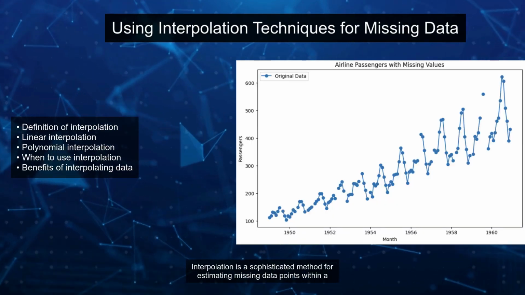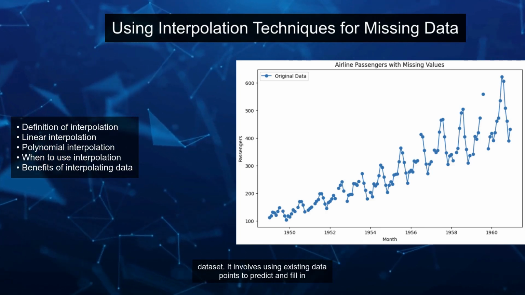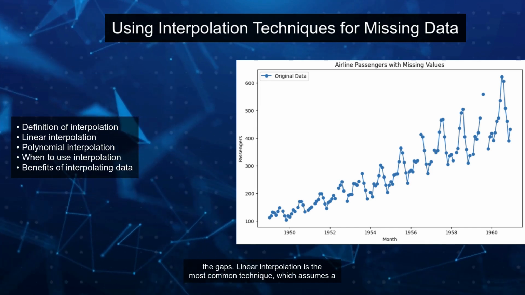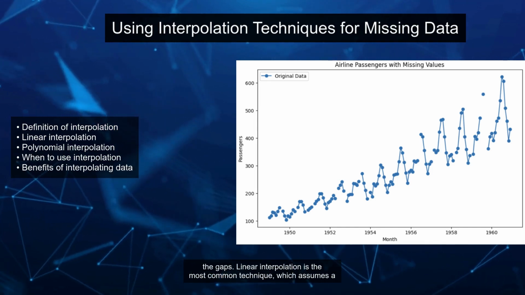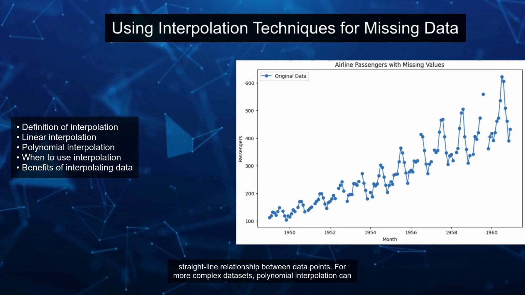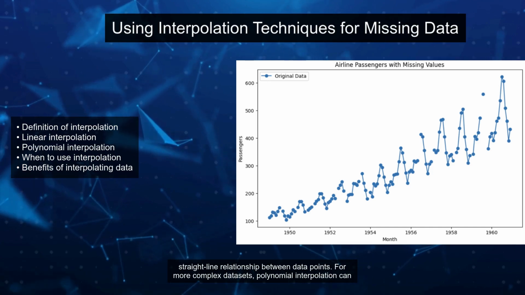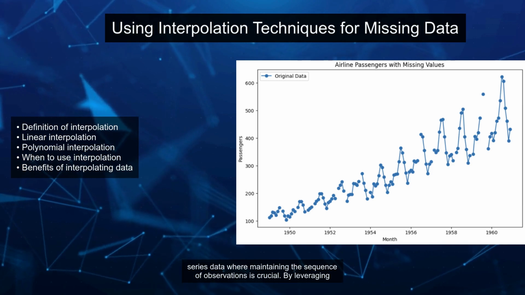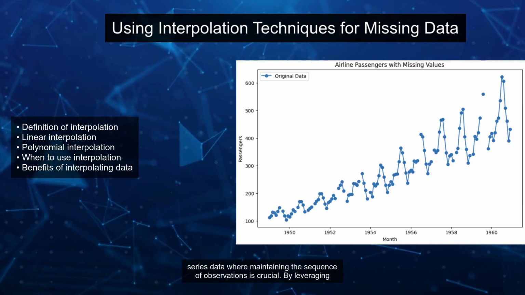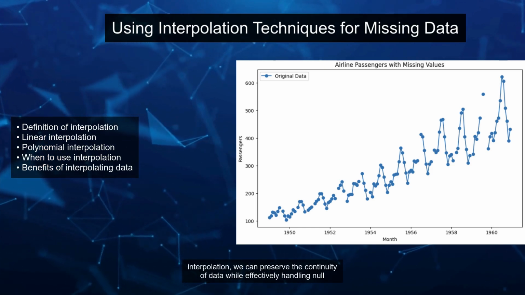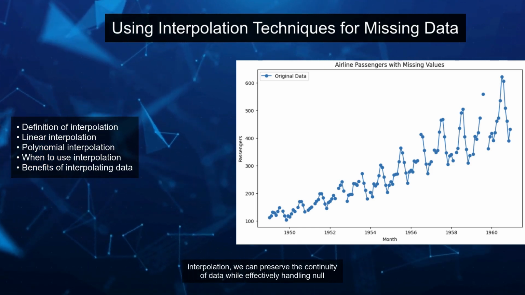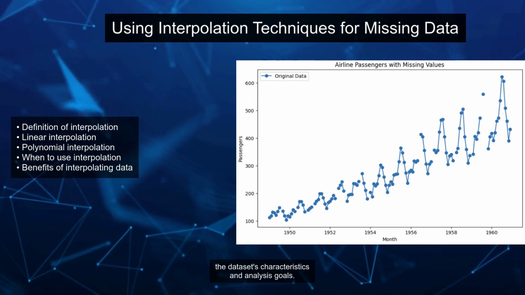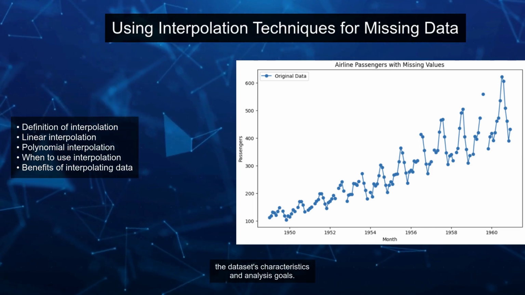Interpolation is a sophisticated method for estimating missing data points within a dataset. It involves using existing data points to predict and fill in the gaps. Linear interpolation is the most common technique, which assumes a straight-line relationship between data points. For more complex datasets, polynomial interpolation can be employed to capture nonlinear patterns. Interpolation is particularly useful in time series data where maintaining the sequence of observations is crucial. By leveraging interpolation, we can preserve the continuity of data while effectively handling null values. However, it's essential to choose the appropriate interpolation method based on the dataset's characteristics and analysis goals.